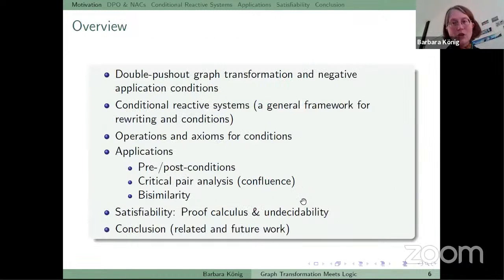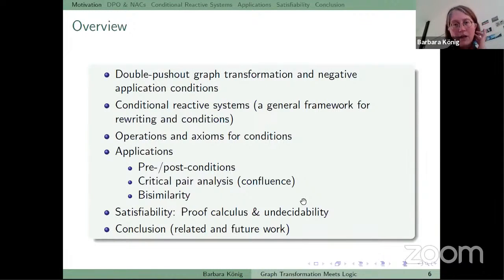Okay, so this is a bit of the general introduction. What are we studying? Why is this interesting? And now the overview of this talk is as follows. I'll first introduce double-pushout graph transformation, which most of you already know, but maybe not everybody does, and it will be important for what is happening later. Then I'll talk about conditional reactive systems. This is the new, not quite so standard contribution, which is a very general framework for rewriting, but also a very general framework in which to incorporate these forms of conditions.